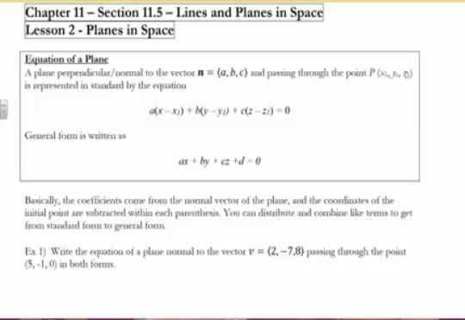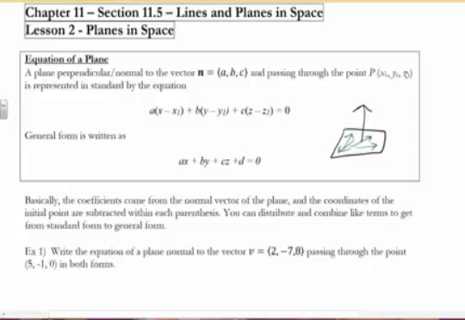All right, so this lesson is all about planes in space. And the first thing you need to understand about planes in space is that planes in space are actually defined by their normal vector. That's the vector that's perpendicular to the plane. And the reason is that when you think about it, a plane has infinitely many directions inside of it, but really only one perpendicular direction.